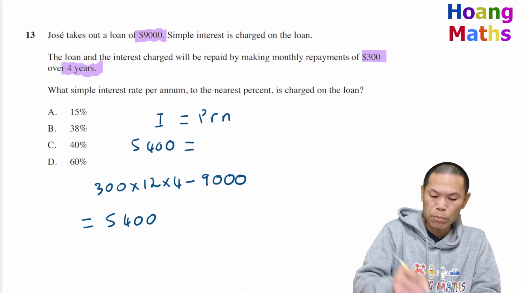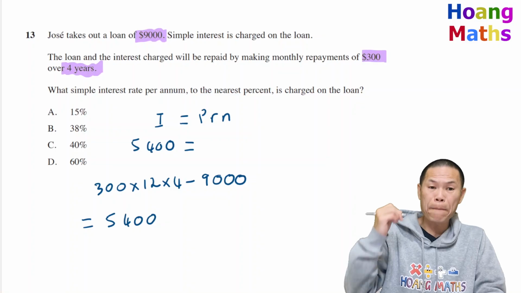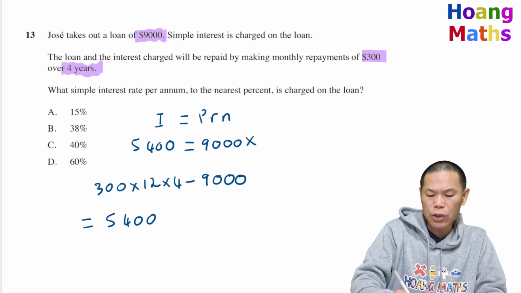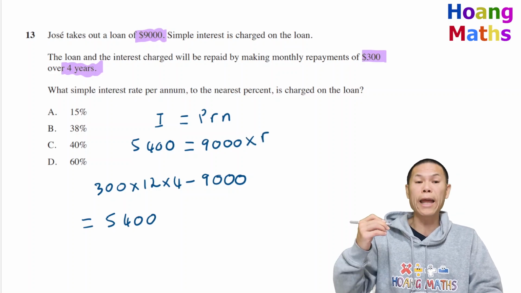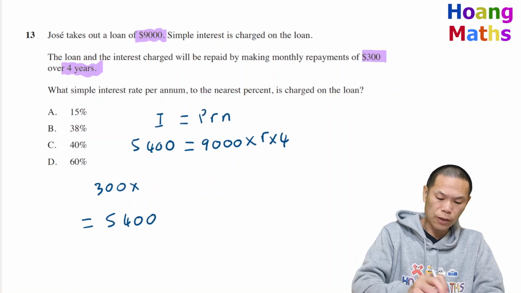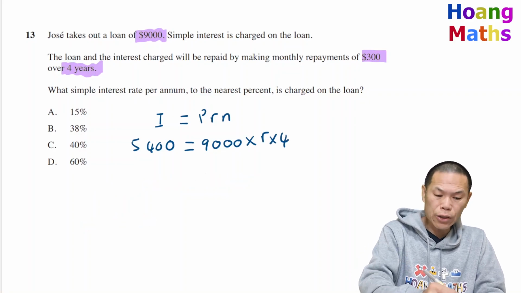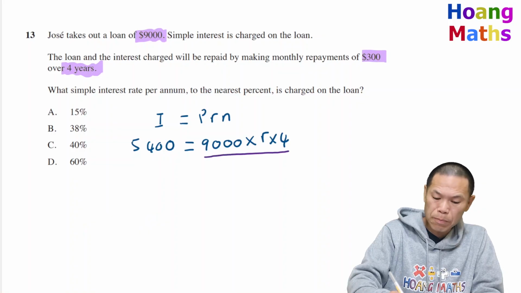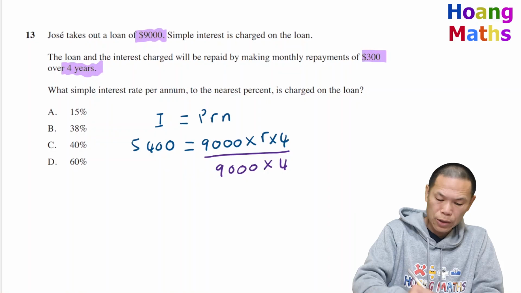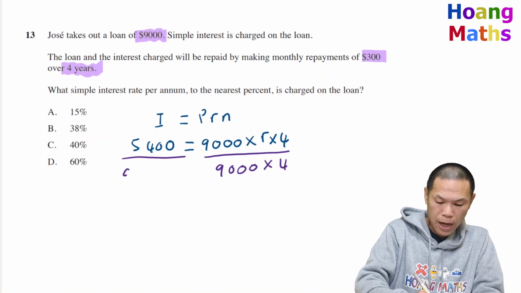So I is 5,400, equal to PRN. P is the principal amount of money that she's borrowed. That is 9,000. And we times by the interest rate, which we need to work out. N is number of years, in this case is 4. So let me just clear this first. So now I just need to divide this by 9,000 times 4.